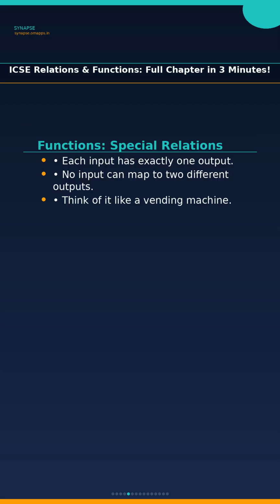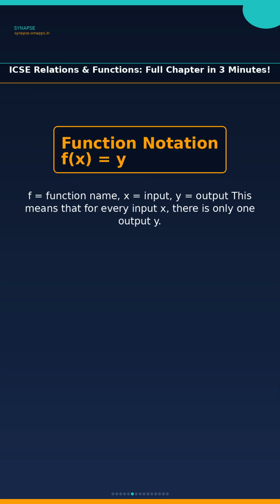Now for functions, the most important thing to remember is that each input can only have one output. Imagine a machine. If you put in the same thing, you should always get the same result. That's a function. Here's the key formula for functions. f(x) = y. f is just the function's name, x is your input, and y is the output you get. This formula tells you that for every x, there's only one possible y.